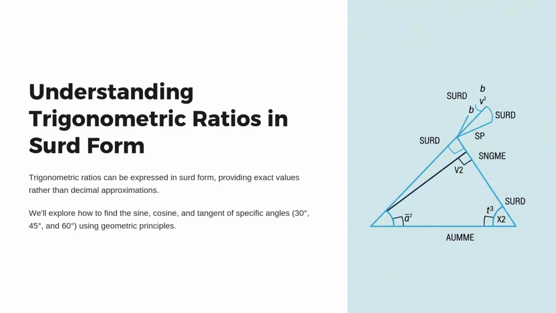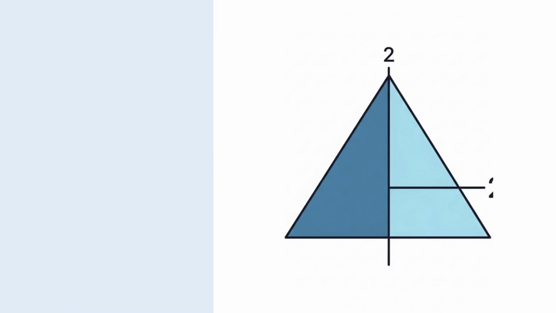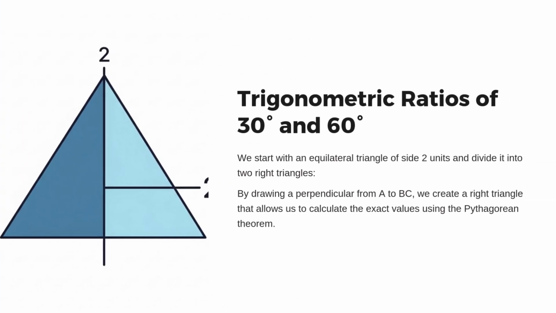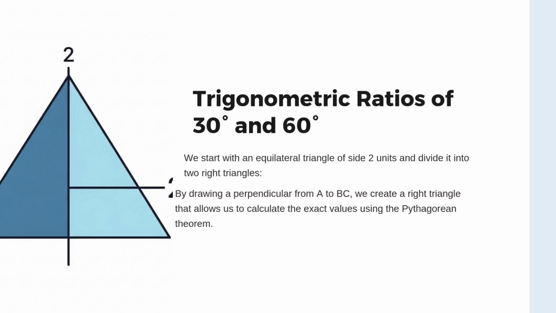We'll explore how to find the sine, cosine, and tangent of specific angles, 30 degrees, 45 degrees, and 60 degrees, using geometric principles. Trigonometric ratios of 30 degrees and 60 degrees. We start with an equilateral triangle of side 2 units, and divide it into two right triangles. By drawing a perpendicular from A to BC, we create a right triangle that allows us to calculate the exact values using the Pythagorean theorem.